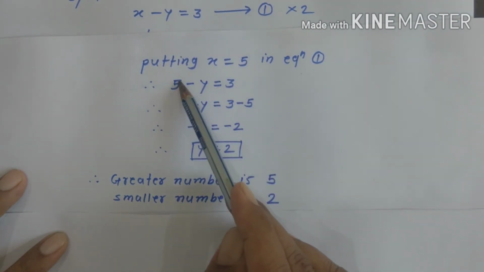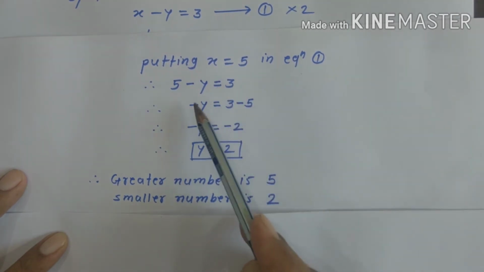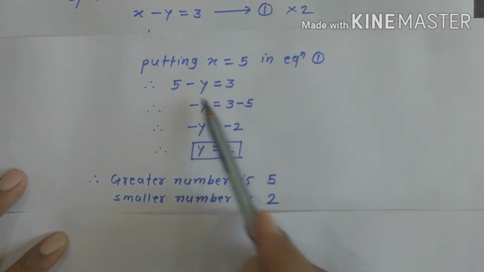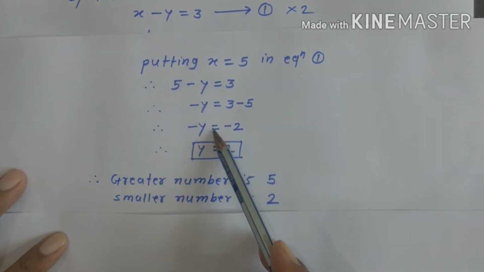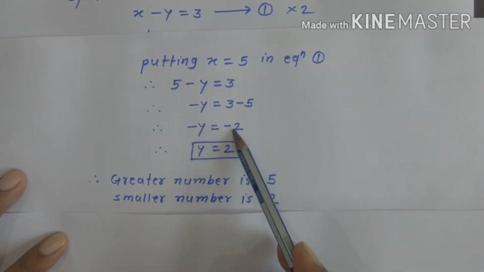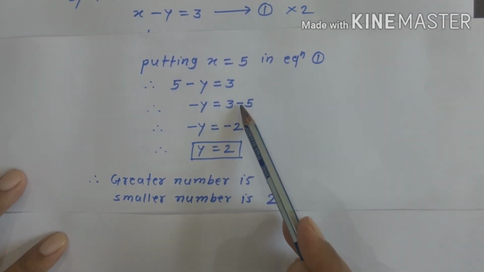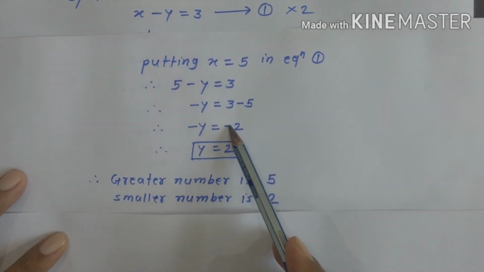Now transpose 5 to the right side of the equal sign. Therefore minus y equal to 3 minus 5. 3 minus 5 gives us minus 2. Here the greater number has a minus sign, therefore 2 has a minus sign.